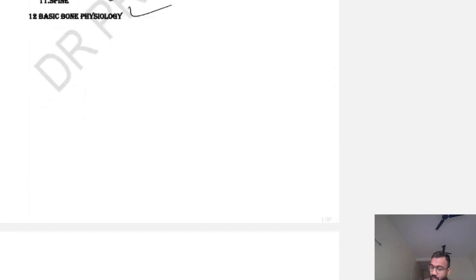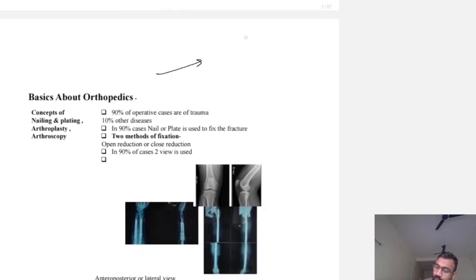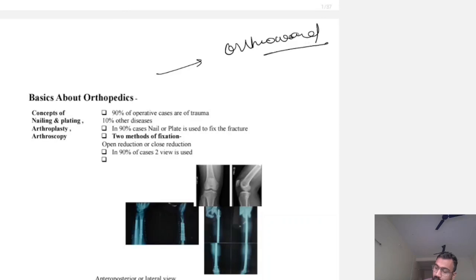Okay, so let's talk about what is in the basics of orthopedics. So what are the basics? There is a concept of nailing, plating, arthroplasty, and arthroscopy. If you go into an orthopedics ward, you will find 90% of patients admitted due to a history of trauma.